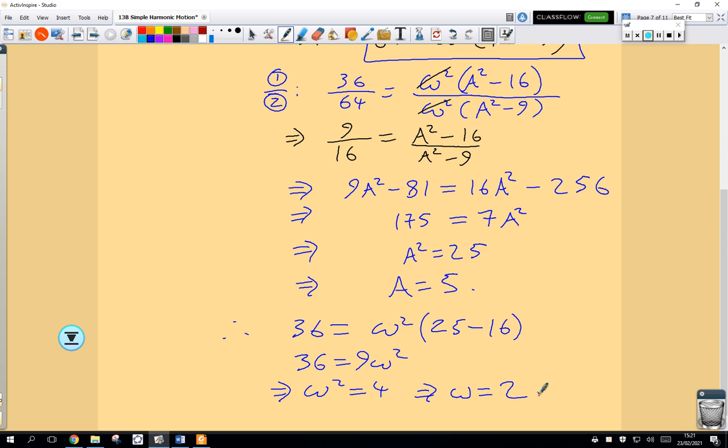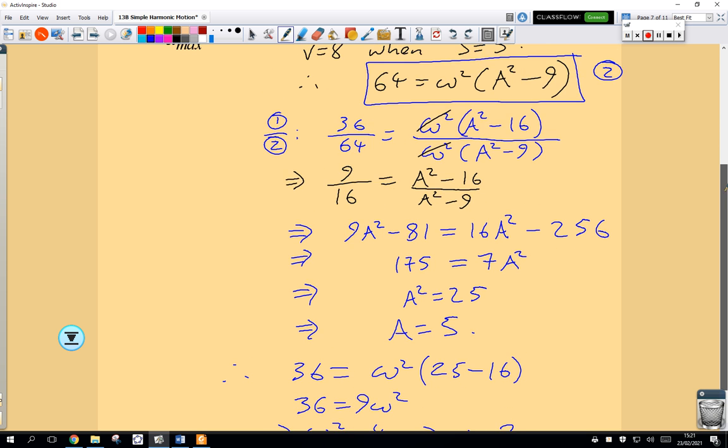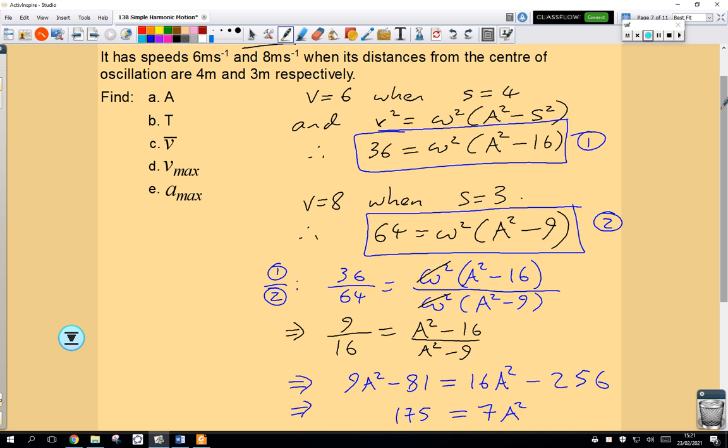So that's omega and A. So we know A is equal to 5, and we know that omega is equal to 2, plus or minus 2, in fact, but we'll just go with the 2. We know the period is always 2 pi over the absolute value of omega. Again, we've derived that before. So that's 2 pi over 2, which is just pi.